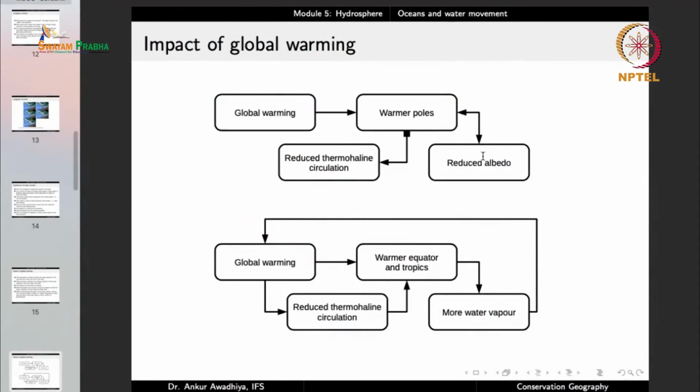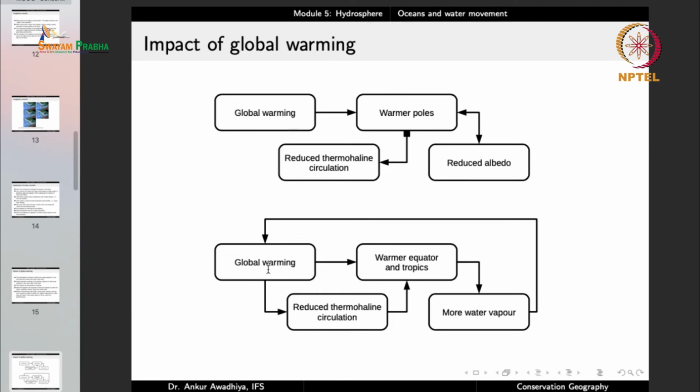And when more sunlight is absorbed, in that case the poles will become even warmer. So with reduced albedo, we will have an even warmer pole, which will further lead to more melting of ice, further reducing the albedo, which will further warm the poles. So this is a positive feedback. If there is global warming, the poles will become warmer and warmer with time.